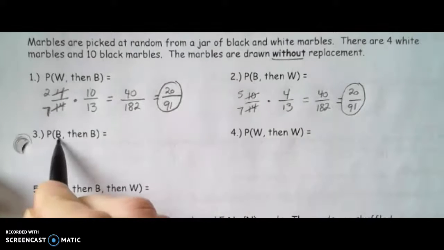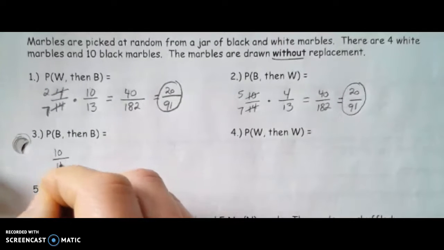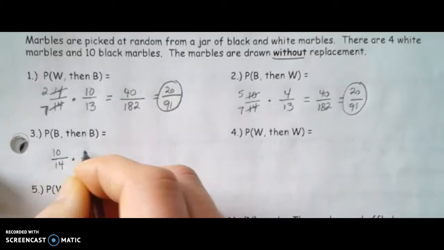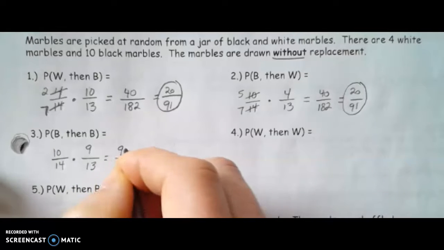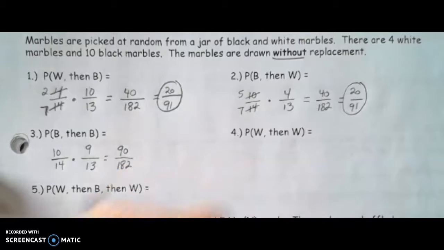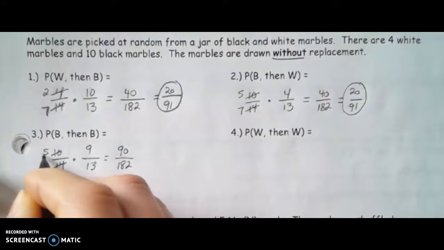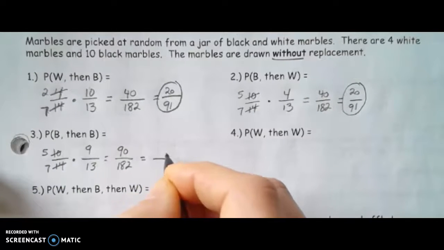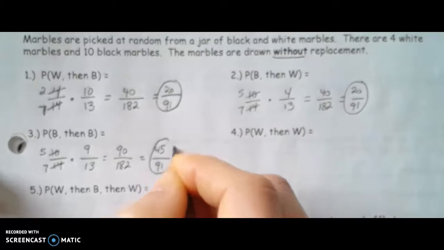Number 3, if I want a black marble and then another black marble, again, to get a black marble the first time, the probability is 10 out of 14. To get a black marble the second time, since I didn't replace the first one, now there's only 9 left out of 13 still in the jar. Multiplying here, that's going to give me a probability of 90 out of 182. And again, I can simplify. 10 and 14 have a common factor of 2. That would become a 5 and a 7. And then that's going to make my compound probability simplified as 45 out of 91.